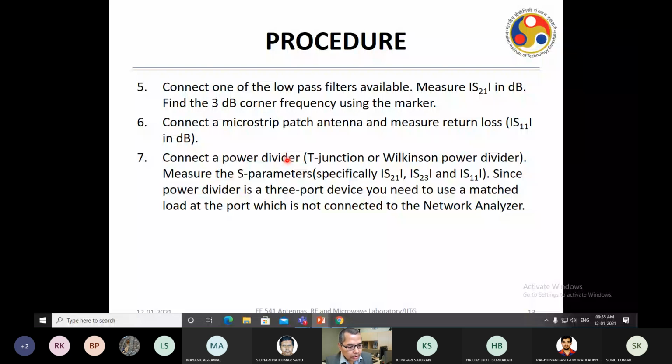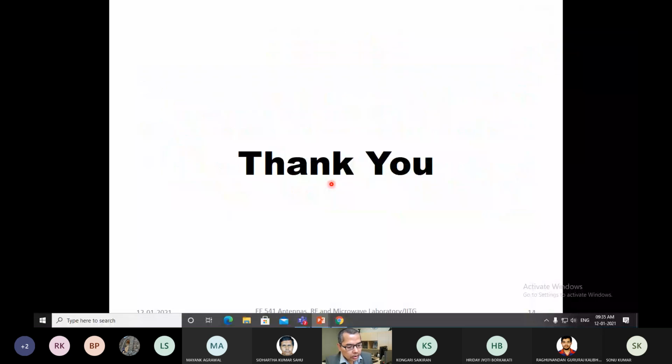The power divider is a 3-port device, and we just have 2 ports. So we can only connect the power divider to 2 ports. The third port, you cannot connect. So what do you do with the third port? You actually connect a match load to the third port. This is one thing you need to keep in mind when you do the experiment using the network analyzer.